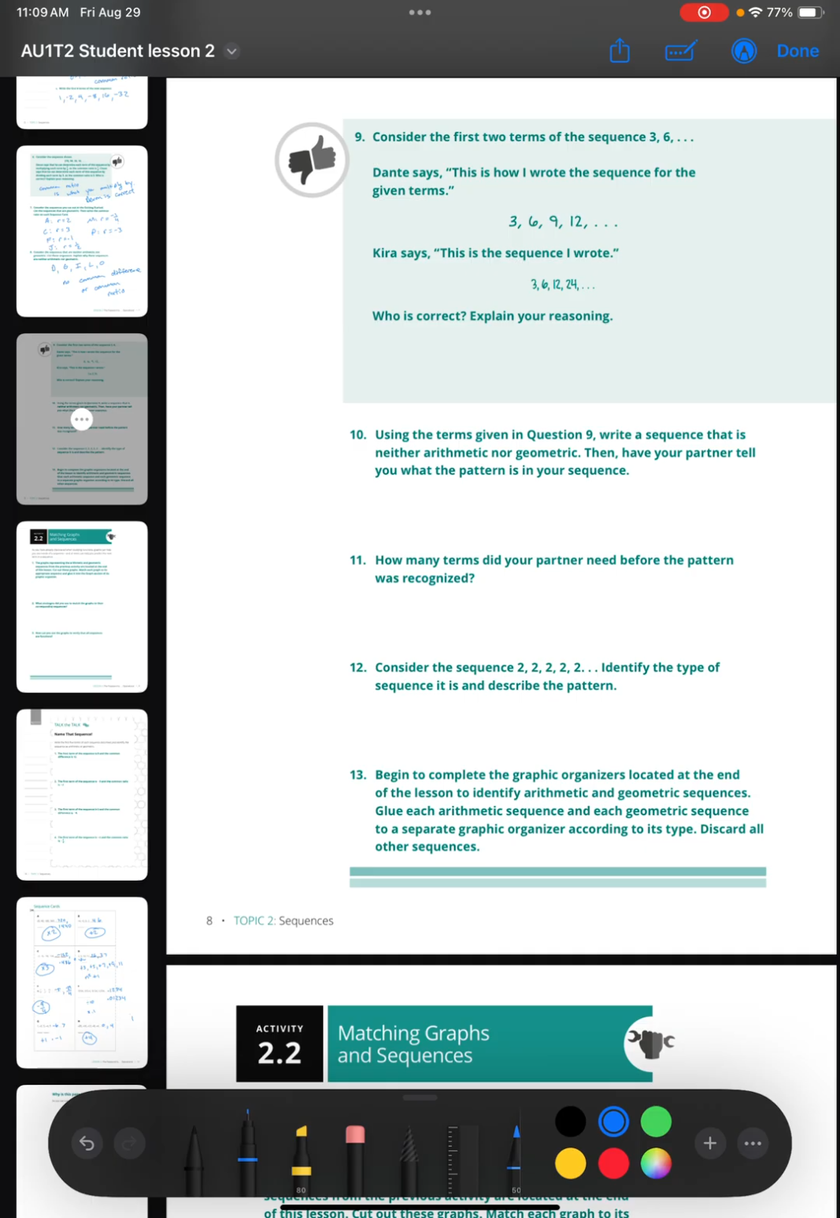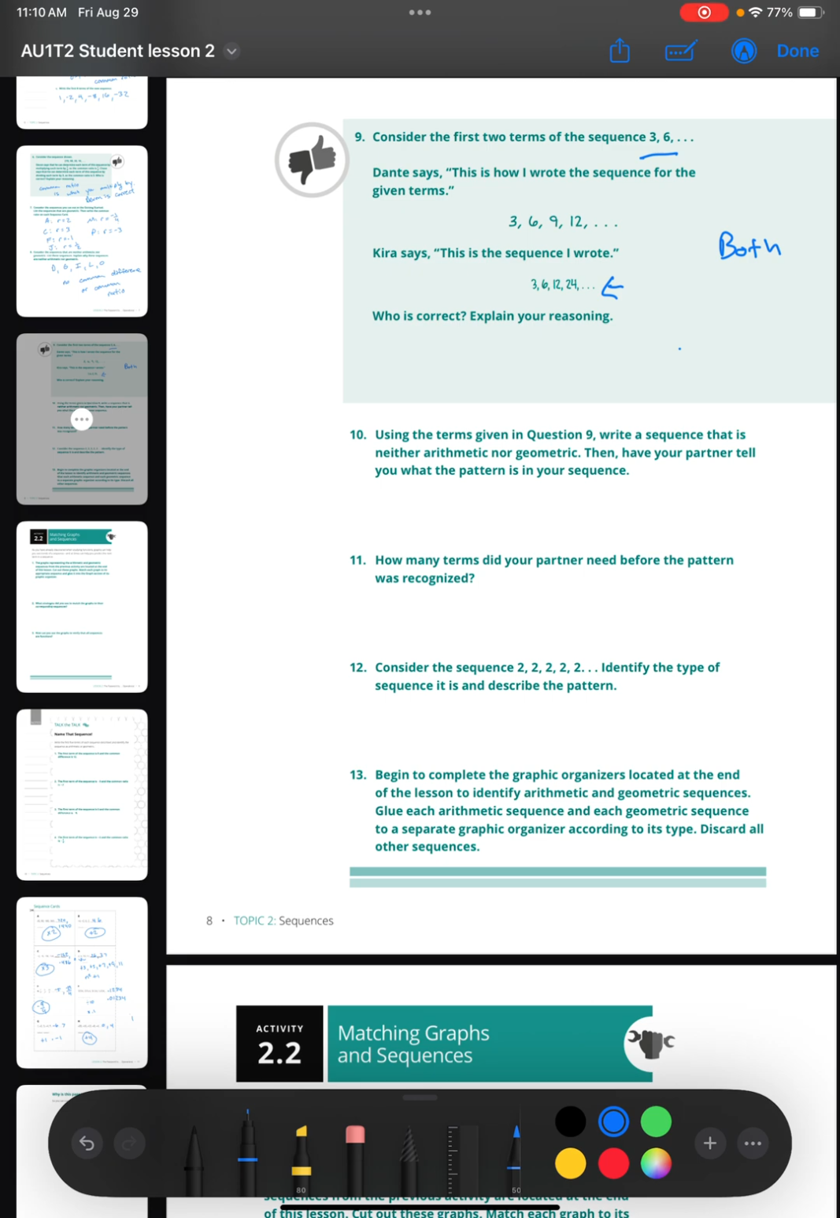All right, next page. Consider the first 2 terms of the sequence, 3 and 6. Dante says this is how I wrote the sequence for the given terms, 3, 6, 9, 12. Kira says this is the sequence I wrote, 3, 6, 12, 24. Who is correct? Well, both are correct. Because if we just have the first 2 terms, either one of them could be right. We could be doing times 2 to get 6, and then 6 times 2 is 12, which is what Kira has. Or if we're only given those first 2 terms of 3 and 6, it could be plus 3 each time, which is what Dante said. And go up 3, and then add 3 to get 9. 9 plus 3 is 12. So typically we most often need more than 2 terms to be able to figure out what sequence is going on there.